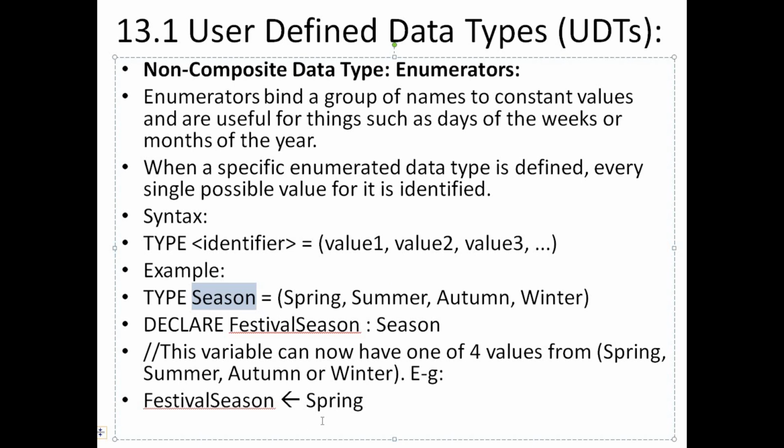Now this variable can have one of the four values: either spring, summer, autumn, or winter. It cannot have any fifth value or any other value apart from these. For example, if you run the statement festival season := spring, it will be accepted. But if you try to shorten summer and write it like this, it will not be accepted.